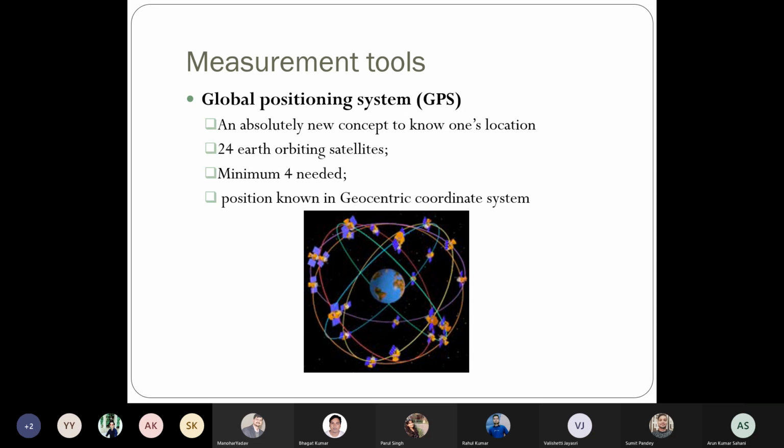So this is a brief introduction about how GNSS works, and there will be detailed discussion in the geospatial data processing course, as well as in the second semester, where you will have a specific course on GPS. There you will learn in detail the various concepts of GPS.